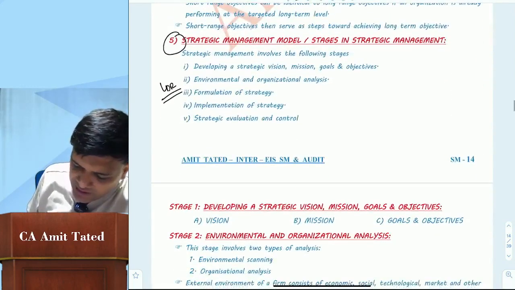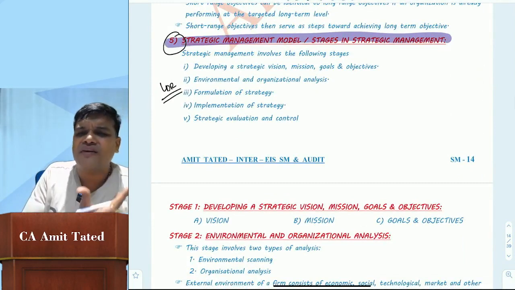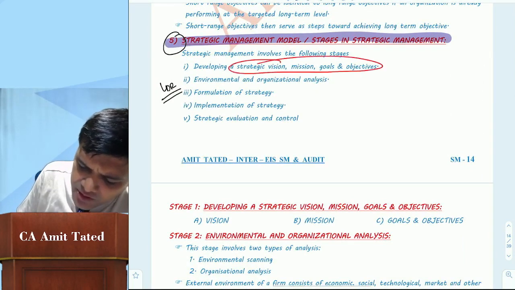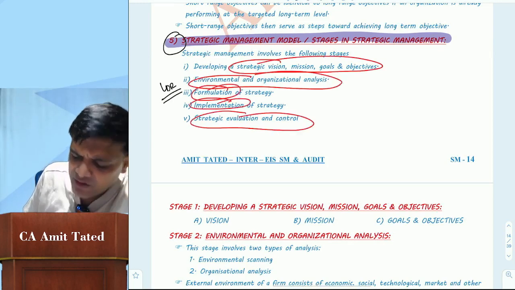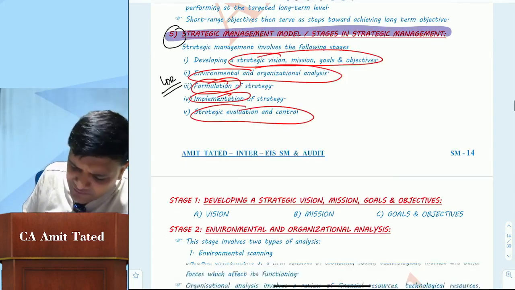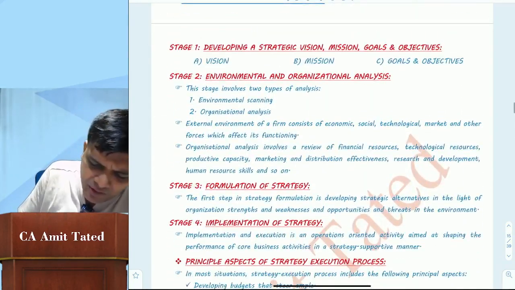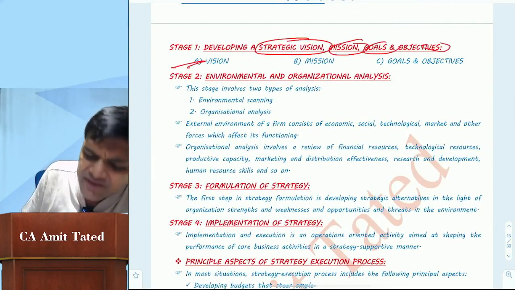And the last concept: I think everybody is aware of the strategic management model, which we have discussed. These are the 5 points you are already aware of from chapter 1. First point, developing a strategic vision, mission, goals and objectives. Second point, analysis. Next, formulating strategy. Next, implementing strategy. Next, strategic evaluation and control. On the next page you can study this one because there is nothing extraordinary. When I say developing a strategic vision, mission, goals and objectives, this is what we have discussed in this chapter.